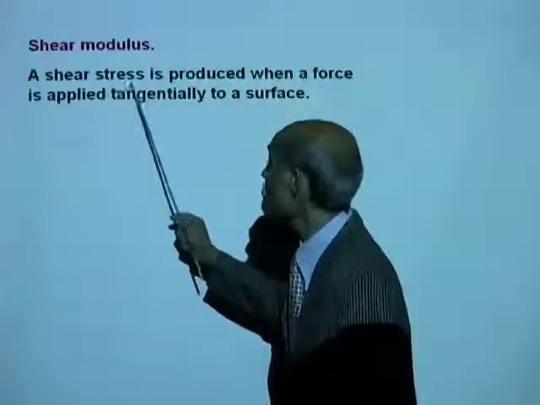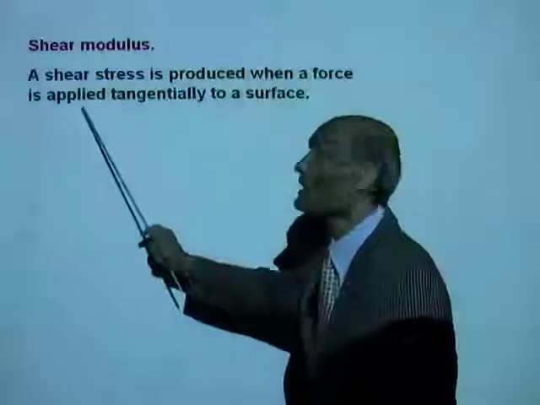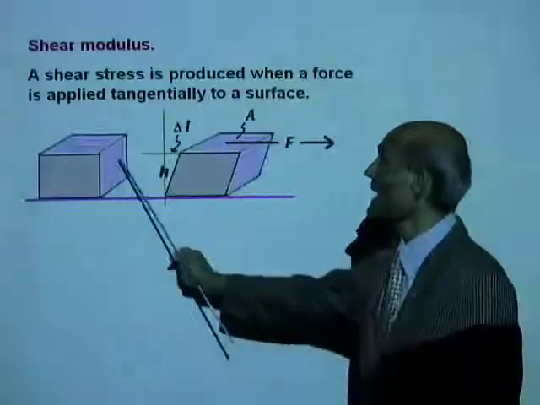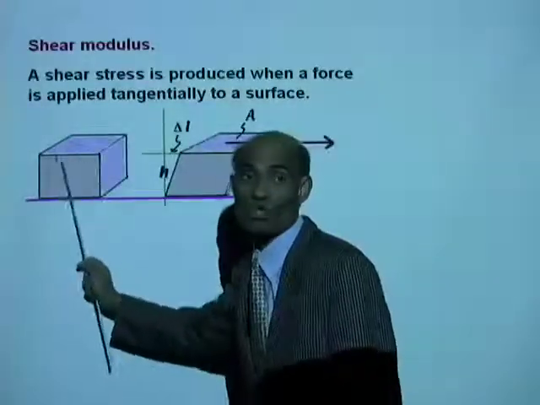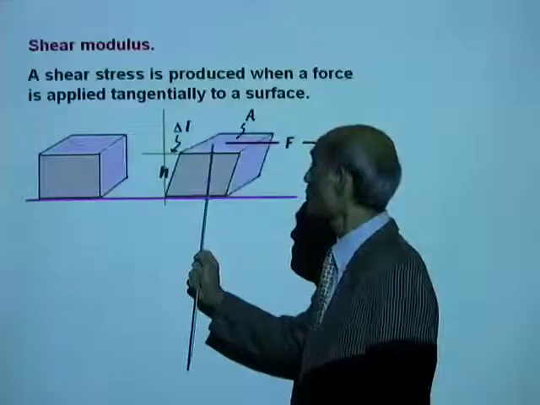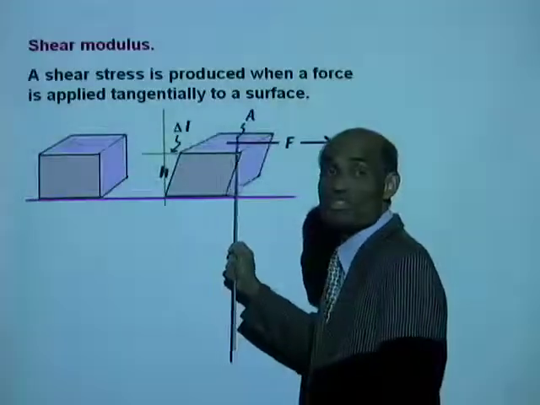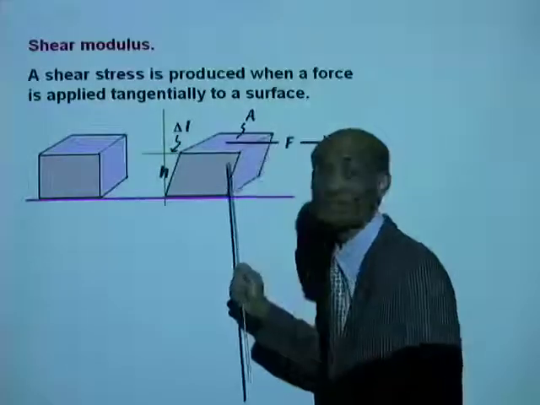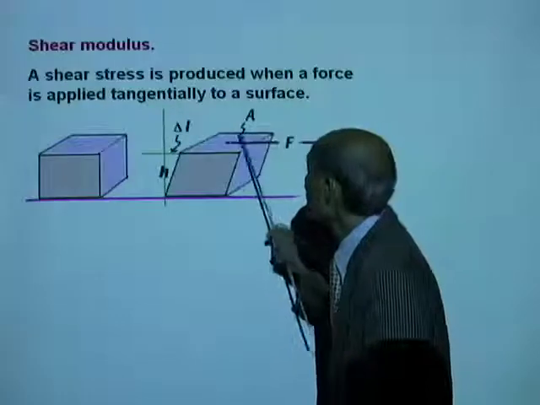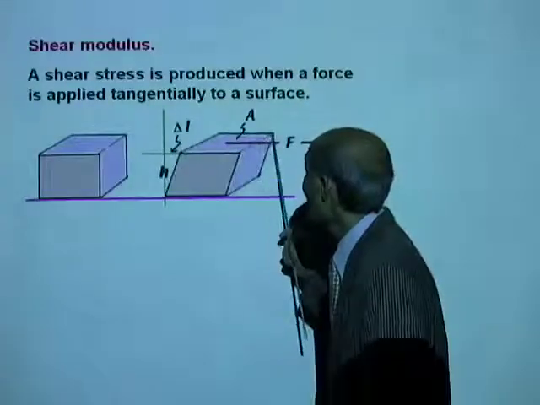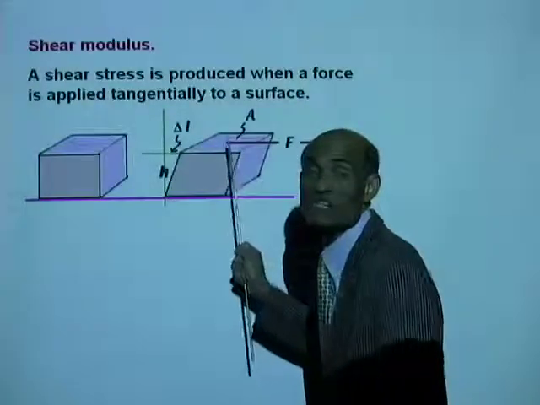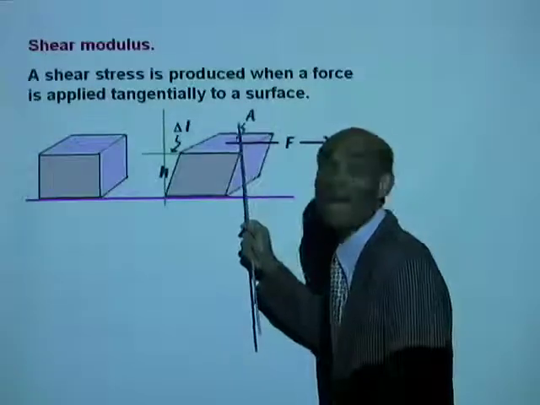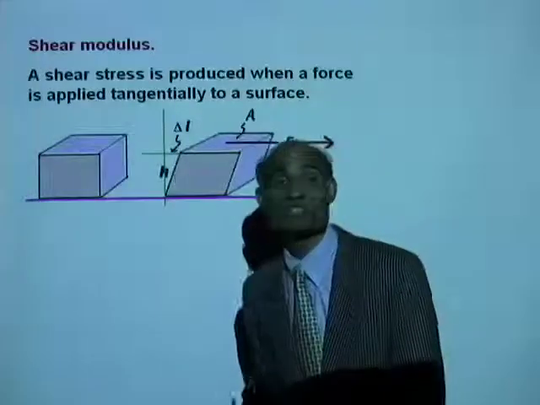The shear stress is produced when a force is applied tangentially to the surface, like this. You have the original surface, apply a force tangential to that. This is a shear force, and this creates a shear stress. Tell me, if this force is acting on this area A, what is the shear stress? The shear stress is F over A. Now what is the shear strain?